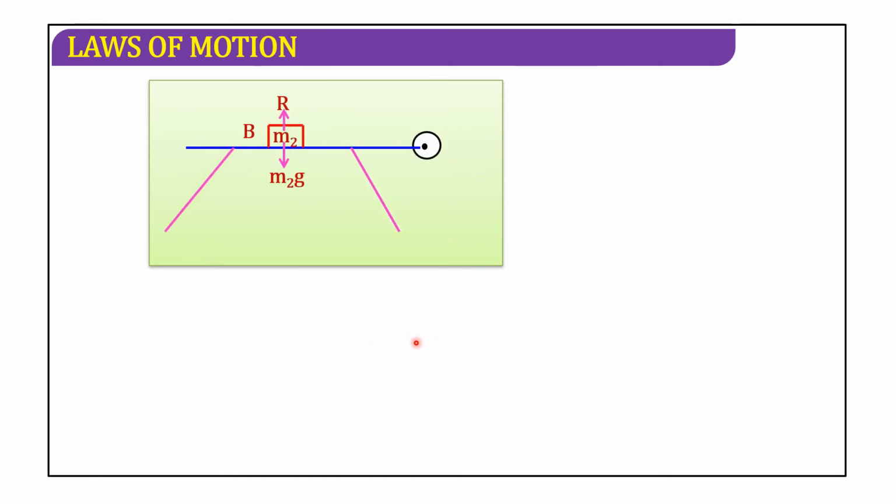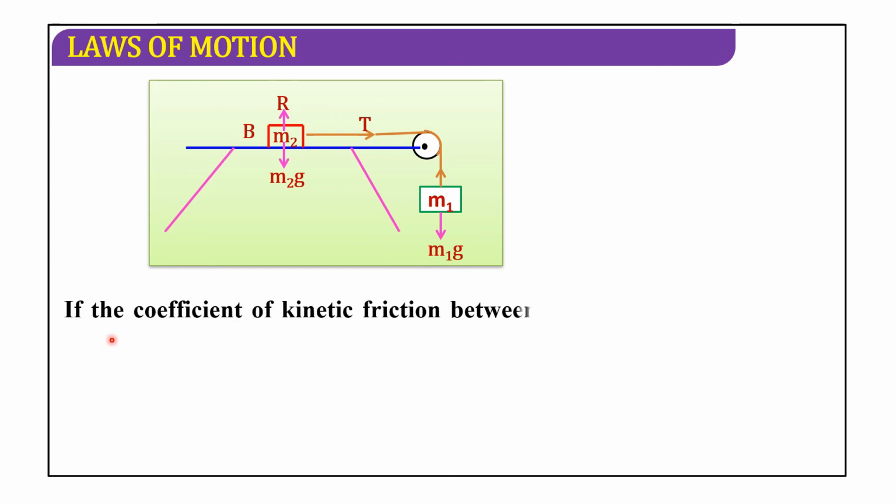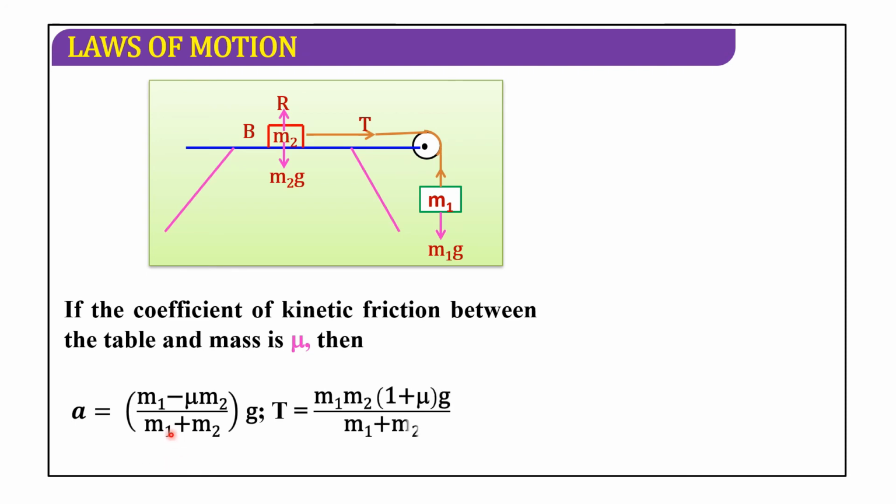See, here we are taking the pulley, here m1 and m1g. If the coefficient of kinetic friction between the table and mass is mu, then a is equal to (m1 minus mu m2) by (m1 plus m2) into g, and T is equal to m1 m2 into (1 plus mu) into g by (m1 plus m2).